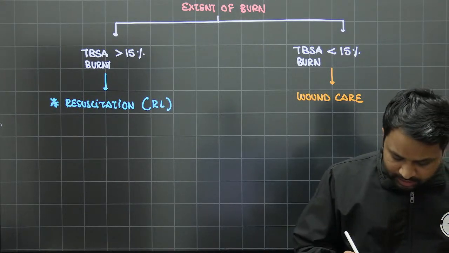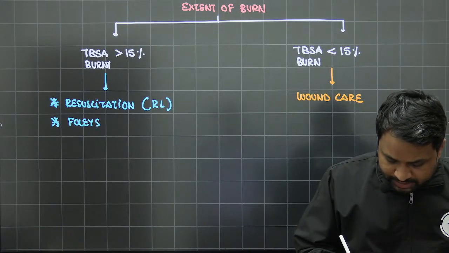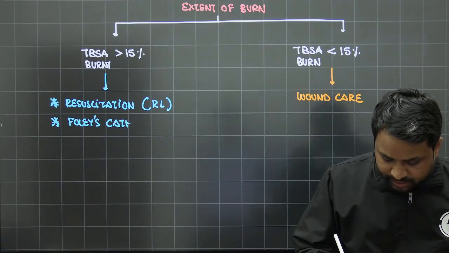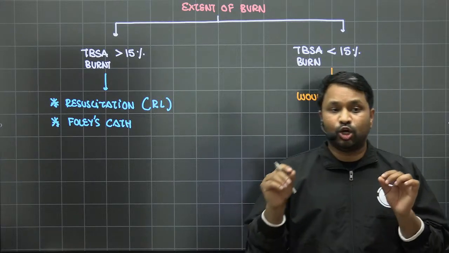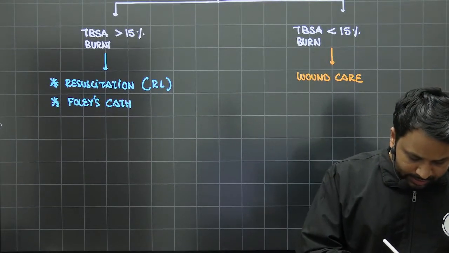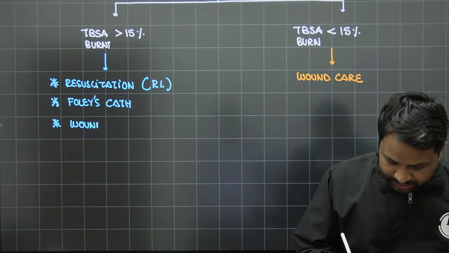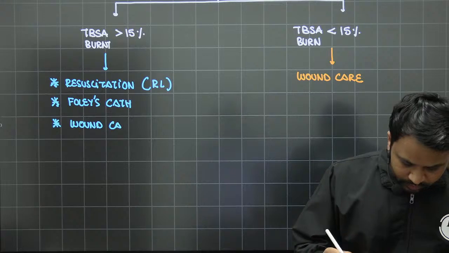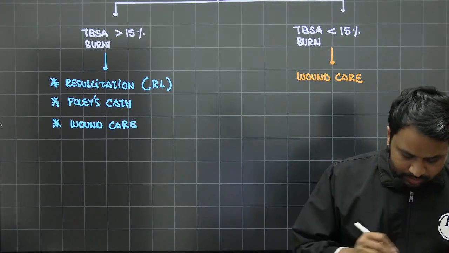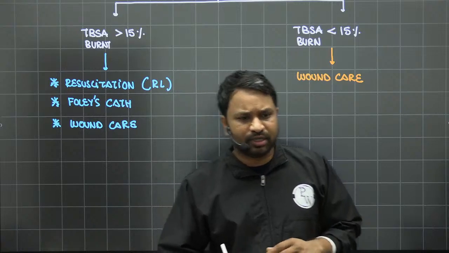and obviously the fluid of choice here is going to be Ringer lactate. I will also put the patient on a Foley's catheter. The Foley's catheter is deployed in order to measure the urine output so that I can assess the response to the resuscitation. I will also do wound care management here and look for the extent of the burn.